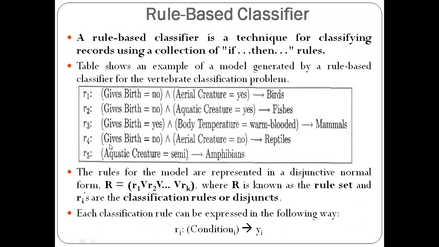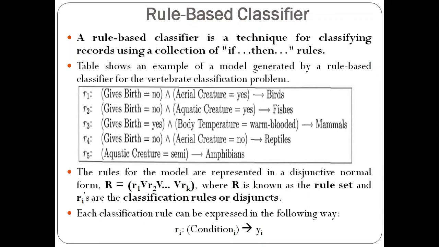So for this vertebrate classification problem, in total we have got 5 rules. So the rule set will be R1 disjunction R2 disjunction R3 disjunction R4 disjunction R5. And one more thing about these R1, R2, R3, R4, and R5: these rules are called classification rules, or they are also called disjuncts. The complete R, this capital R, stands for a rule set. It is a collection of rules. These individual rules R1, R2, R3, R4, R5 are called classification rules. Using these classification rules, we will be able to classify records.